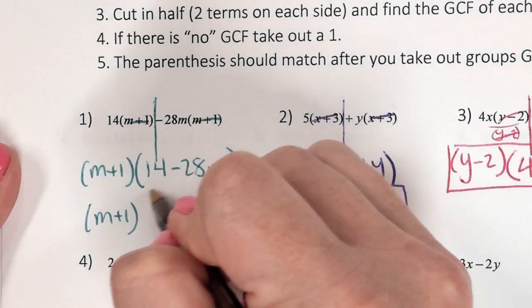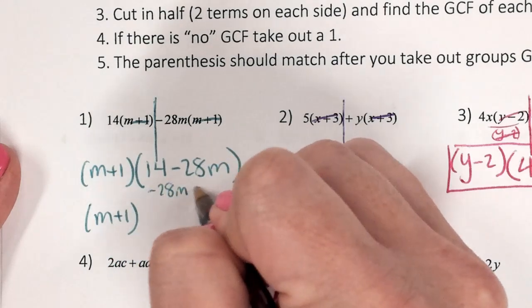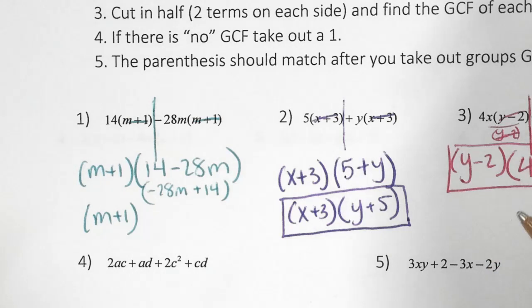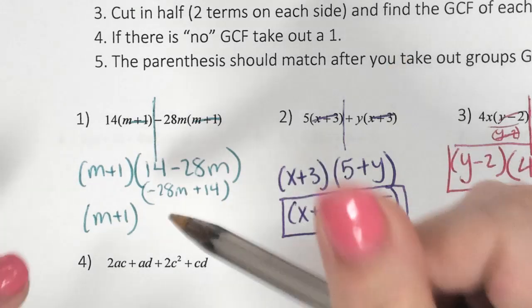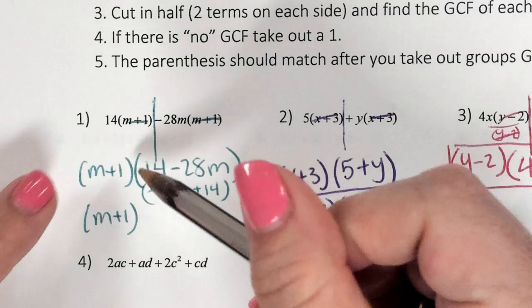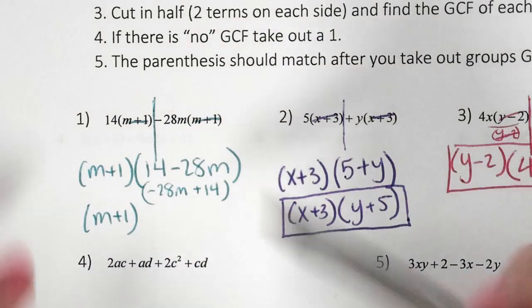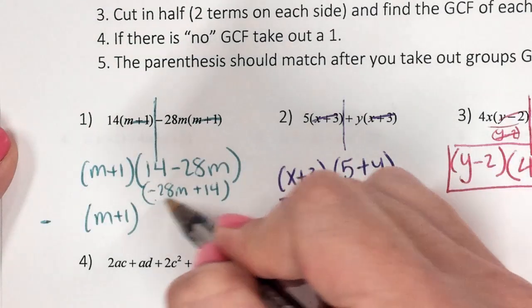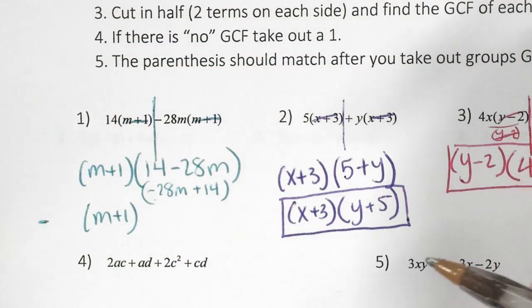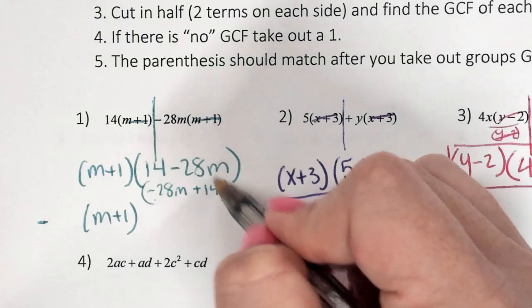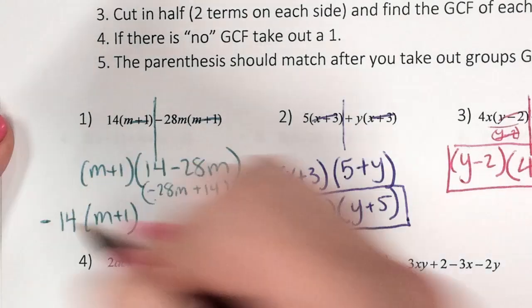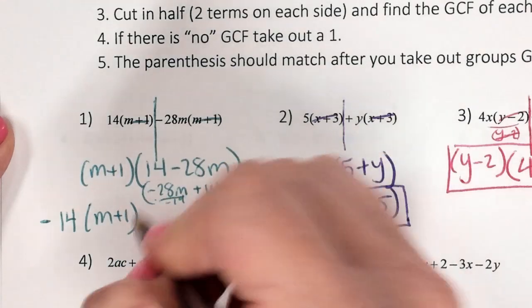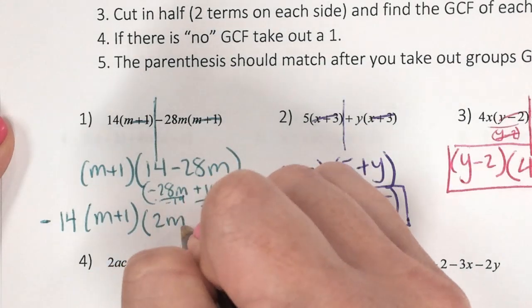Well, let's fix it. So it's going to be negative 28m plus 14 because I can't just rewrite it as 28m minus 14 because what's negative? The 28m. That has to stay negative. The 14 was positive. That has to stay positive. So my first term's negative, meaning I have to take out a negative. What's my GCF? My smallest number is 14. 14 goes into 28. So when I divide that out, I'm left with 2m minus 1.